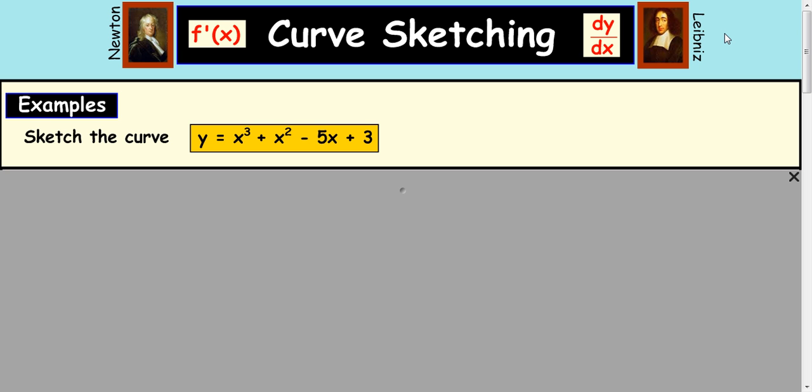So to do a curve sketch, what you need to think is where the curve cuts the y-axis and the x-axis, where the turning points are, and also have a wee quick look at the endpoints. It's a good idea to memorise this structure so that when you come to it you can set it out clearly.